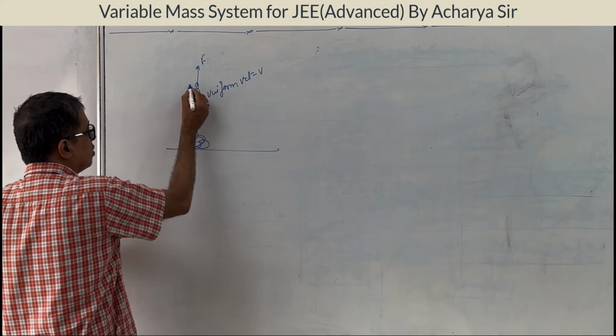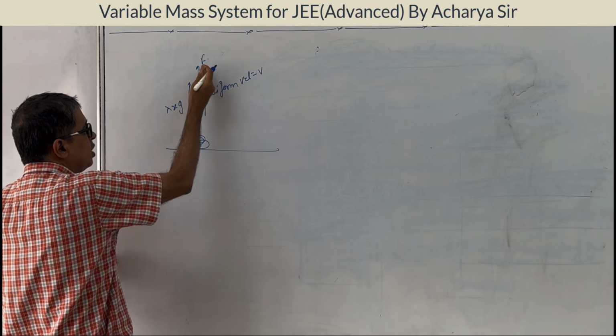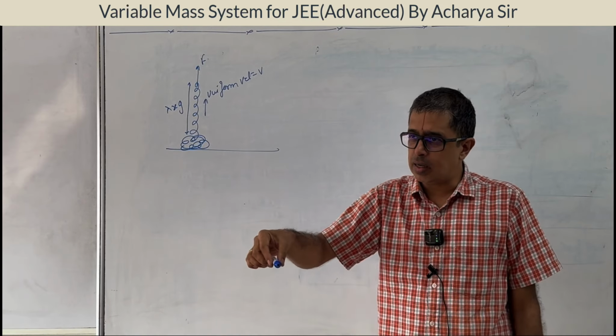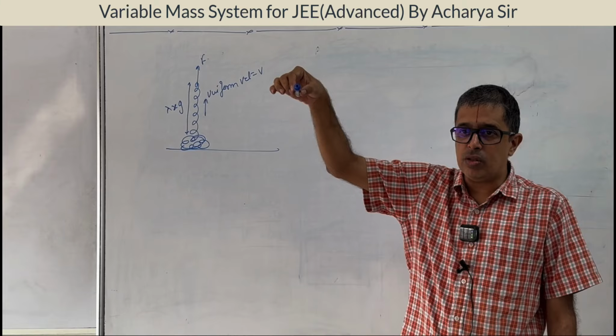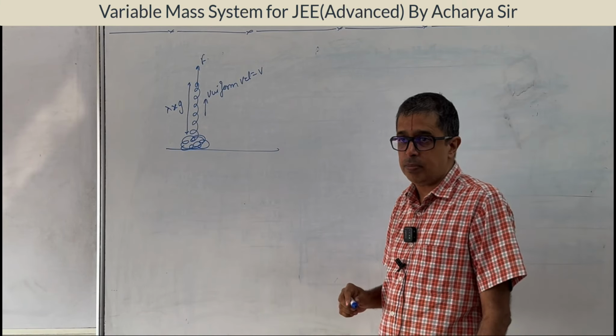At the first instance, the students will feel it is only lambda x into g. The force I exert should be equal to the weight of this hanging part of the chain. Obviously, if I want the marker to move with uniform speed, the force I exert should be equal to the weight of the marker. But here there is something else adding up.